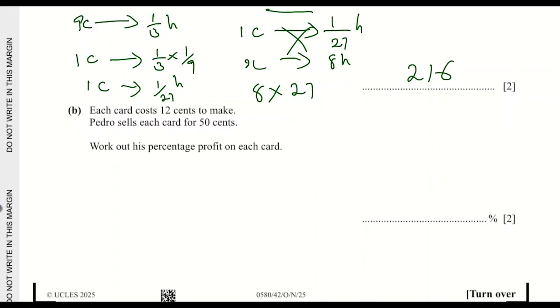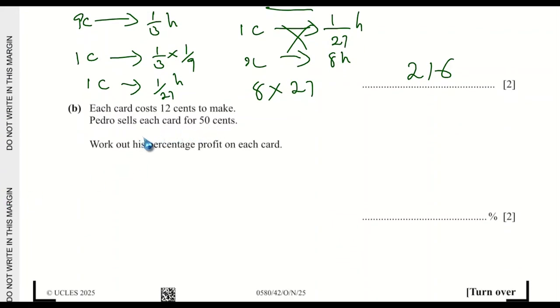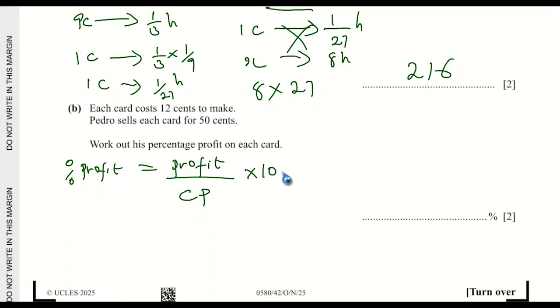Each card costs 12 cents to make. Pedro sells each card for 50 cents. Work out his percentage profit on each card. The formula for percentage profit is pretty easy. Percentage profit equals the profit made over the actual cost price, let's say CP for the cost price, then multiplied by 100%. We know that the cost price is 12 cents.